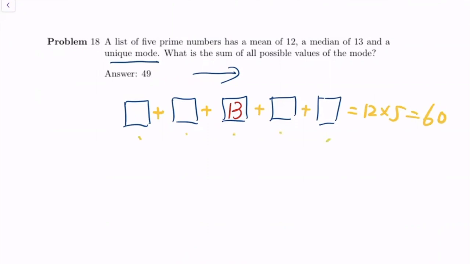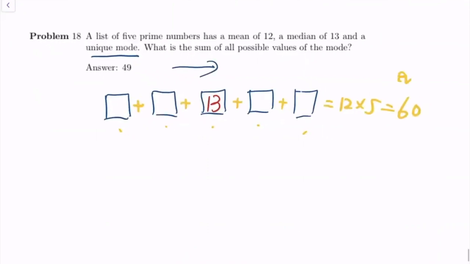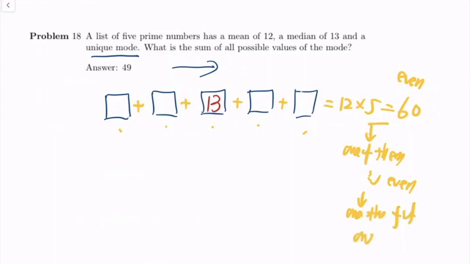From here, we derive, okay, because it's five numbers, right? You cannot have all odd, because 60 is even. So we derive one of them is an even number. Otherwise, if you have five odd numbers and add them together, you get an odd number. So one of them is even. So that means the first one is two.